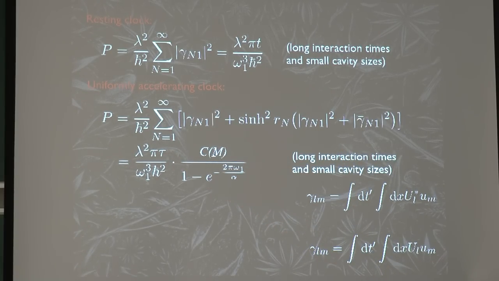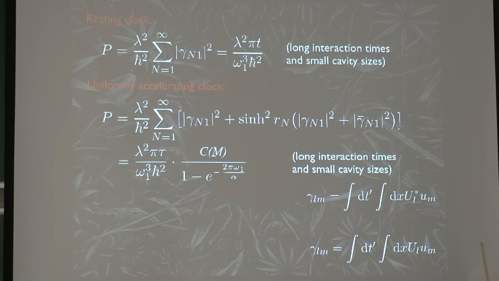Is there some additional constant here? This is some constant depending on mass. No, but in the exponent, it should be dimensionless. This is dimensionless, yes. Omega is frequency and alpha is acceleration. Yeah, if c is equal to 1, this is dimensionless.